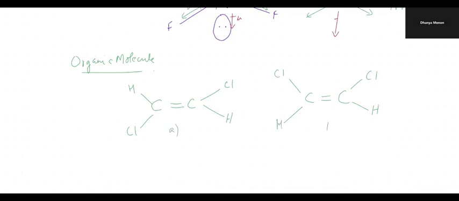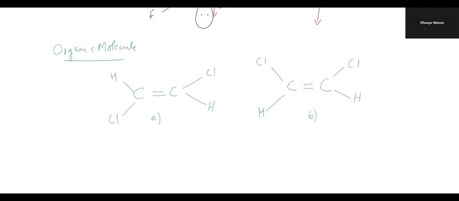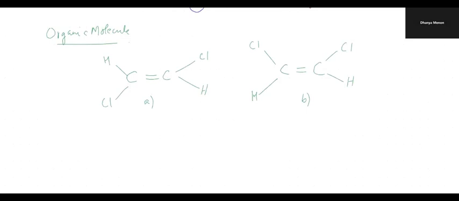Now in these 2 cases, can you see some difference over here? In A, both the chlorine and both the hydrogen are in opposite direction. We call it trans. You can see hydrogen and hydrogen, they are in opposite direction. But in the second case, you can see hydrogen and hydrogen in the same direction, chlorine and chlorine in the same direction. We call it cis. You will learn this in grade 11, more details about this cis and trans. These 2 molecules have the same formula, but the structure is different.